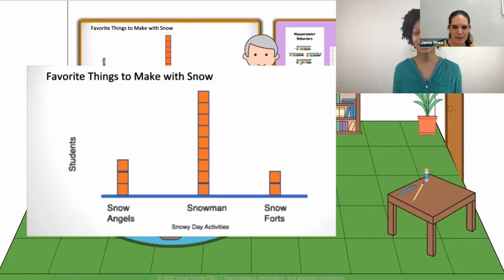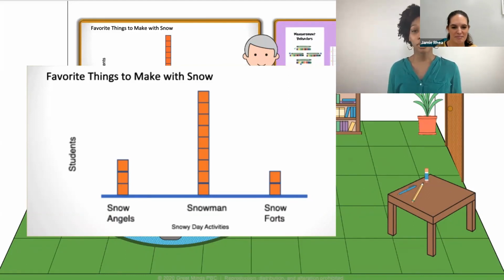Great thinking. Well, mathematicians, I want you to turn and talk with a partner. What can you learn from this graph? If you don't have a partner, that's okay. You can always pick up your imaginary phone and pretend to discuss it with someone. Go ahead and do that now. What do you think we can learn from this graph? Let's look at this graph together.